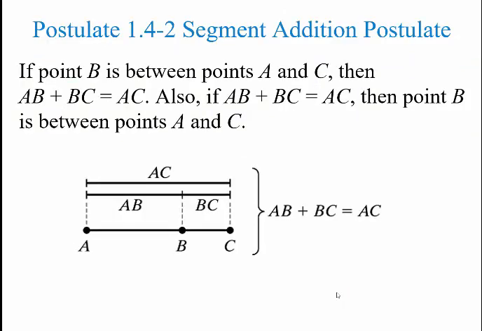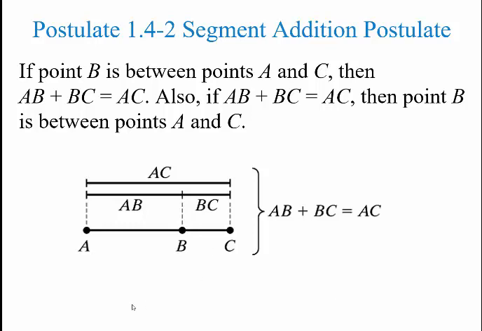Let's do another postulate. This is postulate 1.4-2. This is about the segment addition postulate. So if point B is between A and C, now remember, B falls between A and C, then AB plus BC is equal to AC. Also, if AB plus BC is equal to AC, then it has to follow logically that point B is somewhere between A and C.